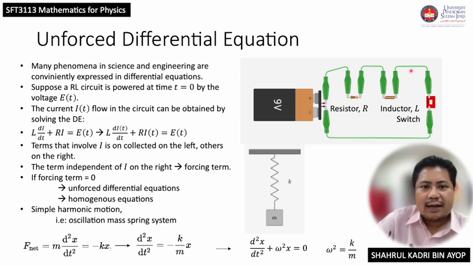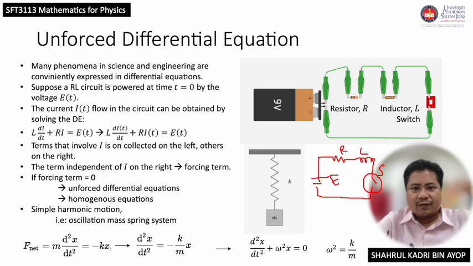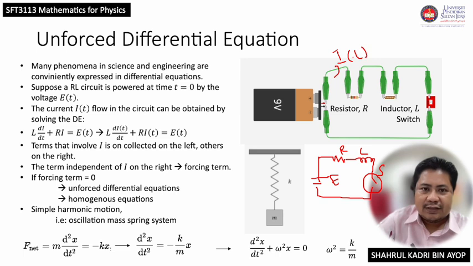Okay, in this diagram, I show you a typical RL circuit where we can draw a circuit diagram like this. It has a switch and is connected to a battery. So R, L, S, and E. When we close this circuit, the current will start to flow, and this current changes over time.